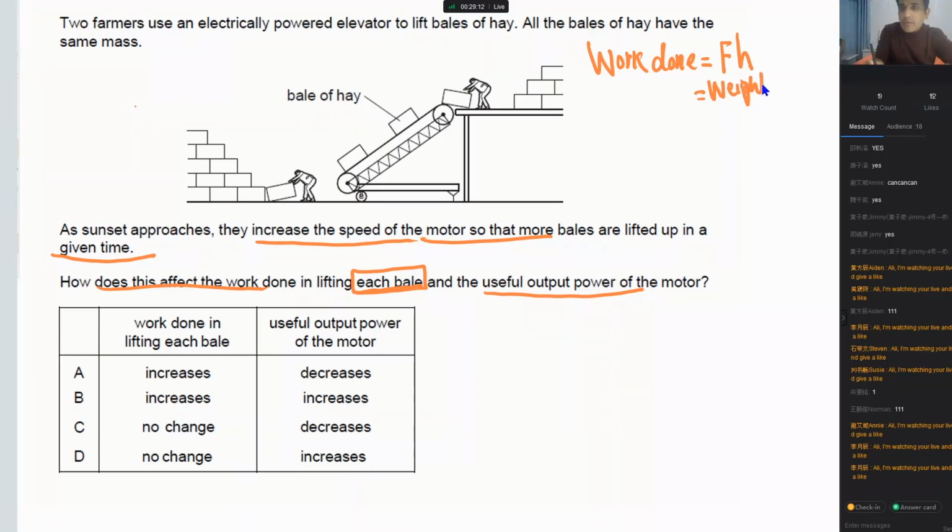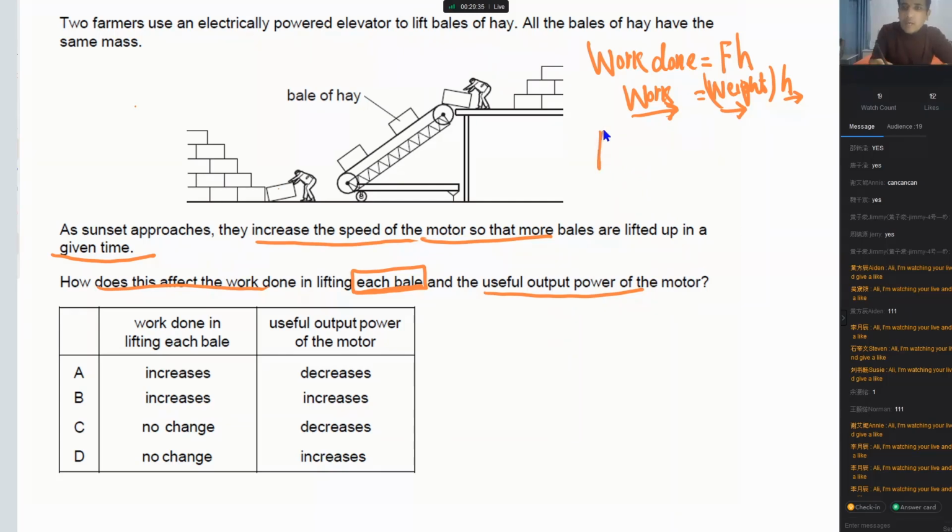So it means gravity. Weight has to be equal to applied force. So weight times height. In this case, you can see height is fixed. Box is moving from here to here. So the height is fixed. It means no change in height. Weight of each box is also the same. It means work done is the same. So we will say work done is the same.